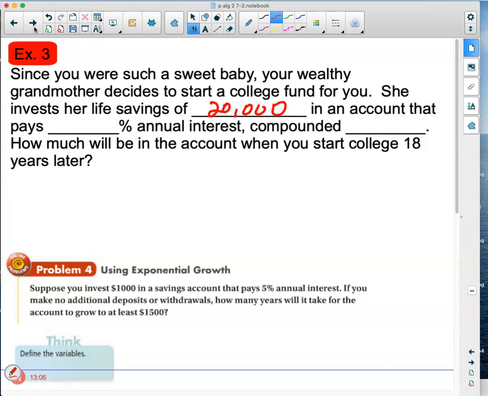$20,000, and she managed to find a bank that would give her 3% interest. And, of course, they compound it quarterly, as most banks do. How much will be in the account when you start college 18 years later? Well, at least it's going to grow. I mean, that's a good sign. So with this one, can I use our little shortened red formula, or do I have to use the Monster Black formula? Monster Black. It's quarterly.